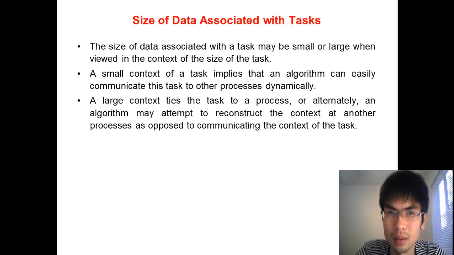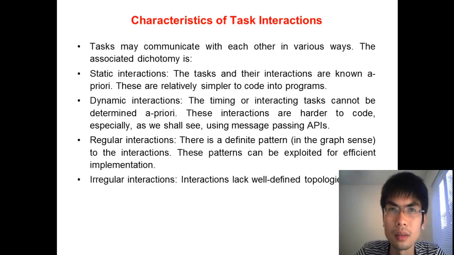A small context of a task implies that an algorithm can easily communicate this task to another process dynamically, but for a large context, it's not very easy to make communication or convey the intermediate data.